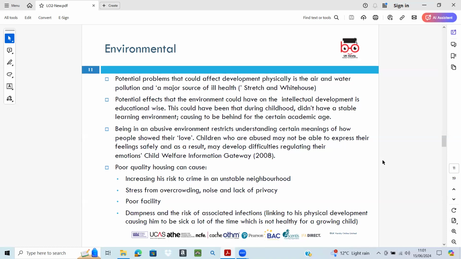Then we have learning. Here we have to discuss the impact of educational challenges. So we have intellectual development. Lack of quality education opportunities can have an impact on intellectual growth and delay the academic progress of a child.